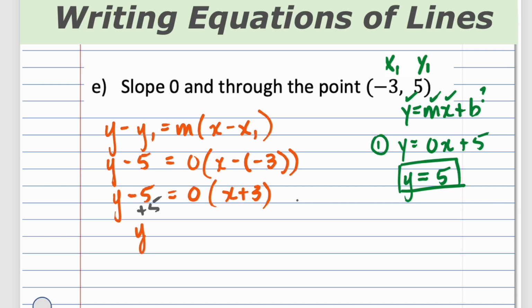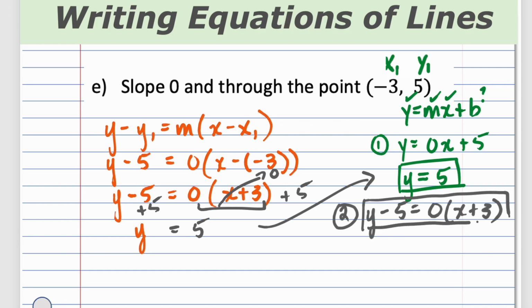We'll add 5 both sides. This gives us 0, and we have y is equal to 5, which is the same thing. And here is the point slope form. And the general form would be y minus 5 is equal to 0. And the standard form would be y is equal to 5.